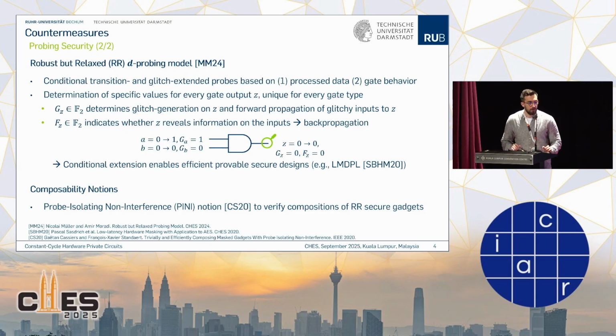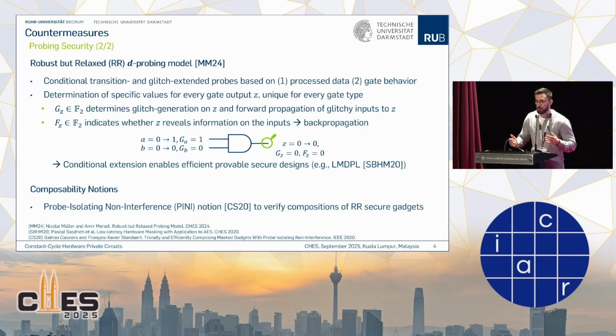gate. So the first one is the G value, which is determined by the glitch propagation function. And this one indicates whether a glitch is generated at the output of a gate in the circuit, or if glitchy inputs of a gate are going to be propagated through this gate to the output. And then the conditional value f takes this G value into account, and it also considers the previous inputs and the next inputs, also the inputs of 2 consecutive clock cycles. And then when the output reveals any information on the input, this model also does the backpropagation that we know from the robust probing model.